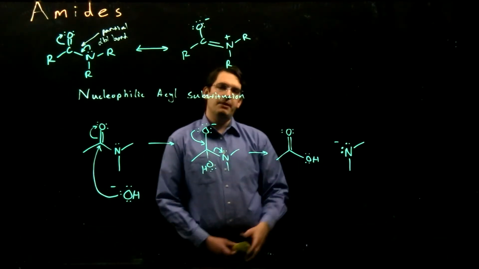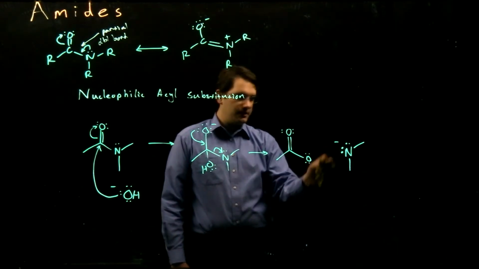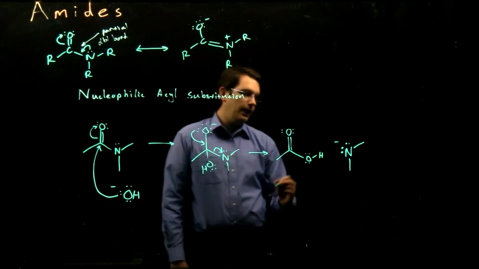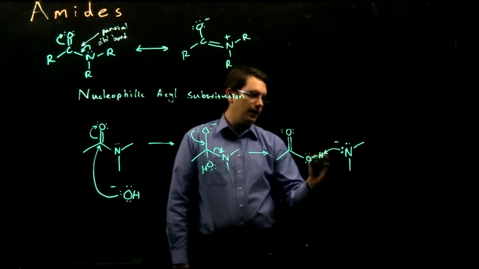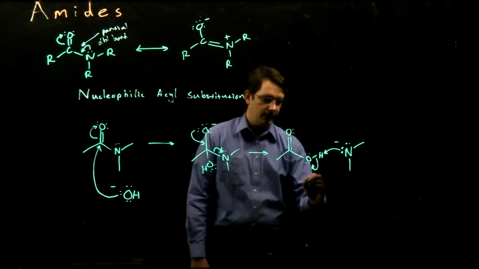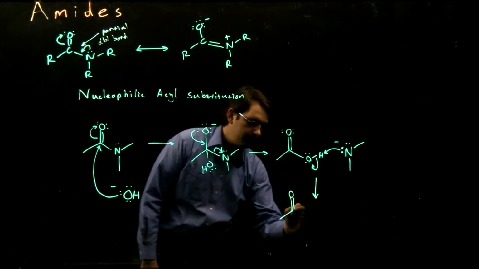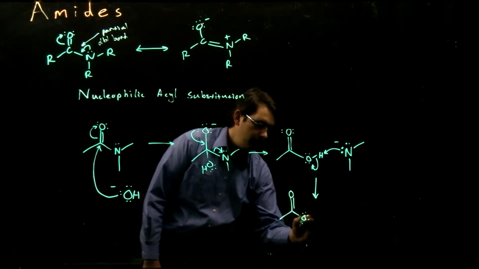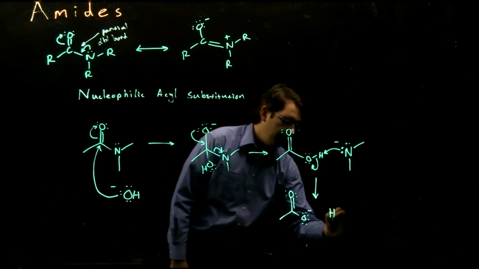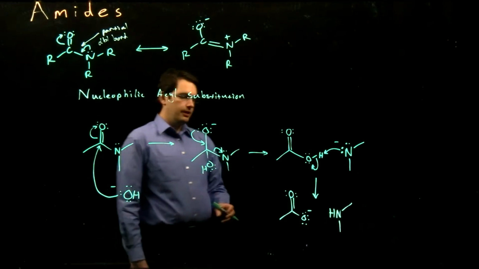Now our nitrogen here is a much stronger base, and our oxygen, of course, here in our carboxylic acid is a weak acid. So this will actually react further and be deprotonated to our carboxylate. So this would then come down to our carboxylate, our negatively charged carboxylic acid, and we would form an amine from our nitrogen here.